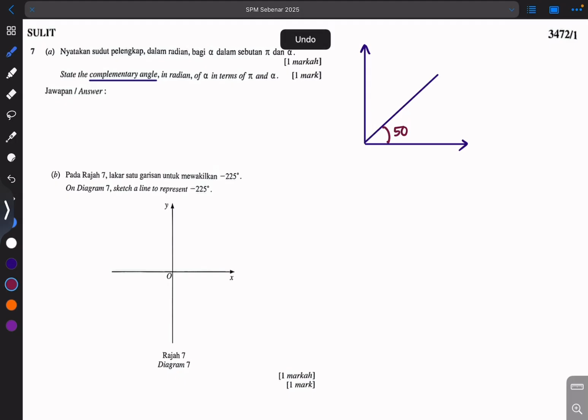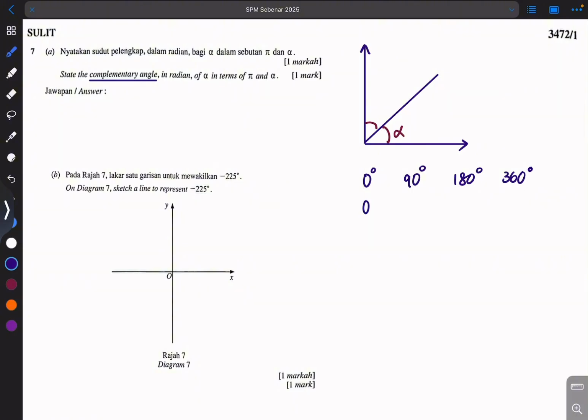So here they said we want the complementary angle of alpha. So this would be 90 minus alpha. But they want us to give it in radians. So 90 degrees, you must convert it to radians. So we know 0, 90, 180, 360. These are all common angles. So you must know all this in terms of radians.